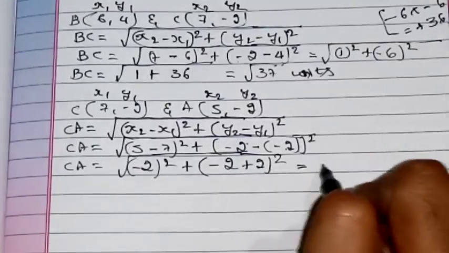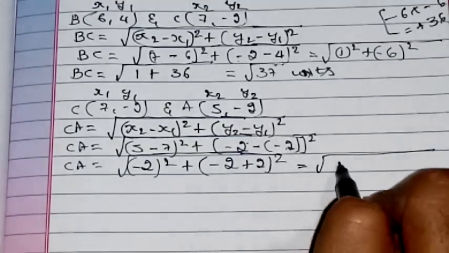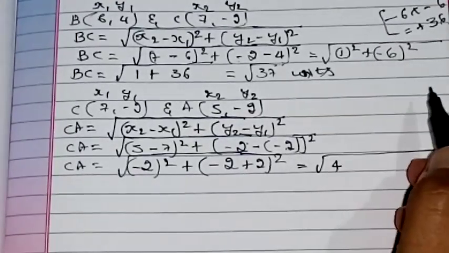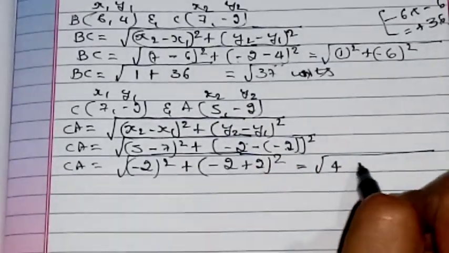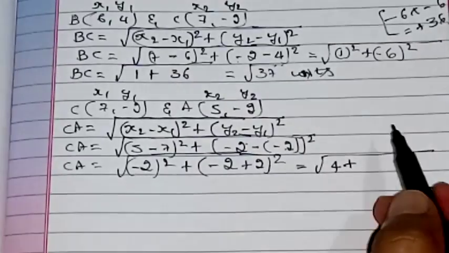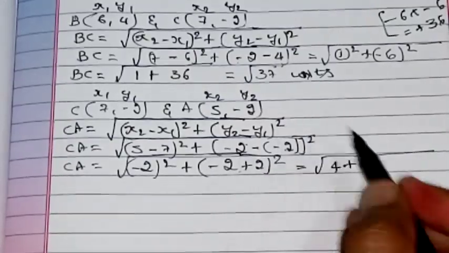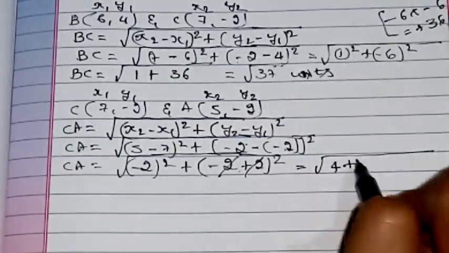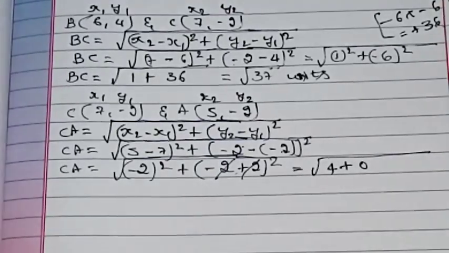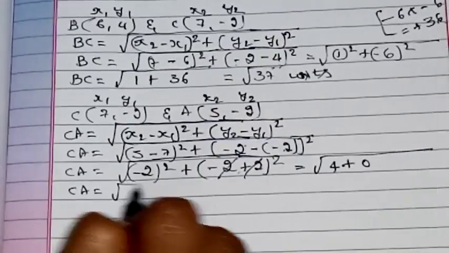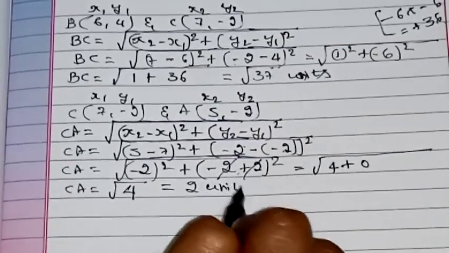So that equals the square root of minus 2 whole square, which is 4, because any minus square will be plus. So minus 2 square is plus 4. Plus, minus into plus is minus, you need to subtract it. So plus 2 minus 2 get cancelled. So 0 square is nothing but 0. So CA is equal to the square root of 4, which is 2 units.